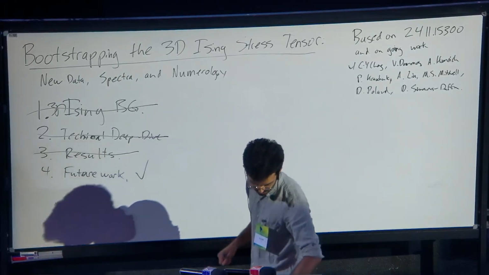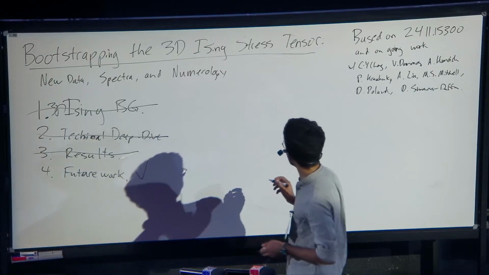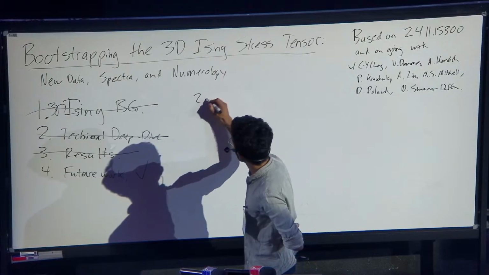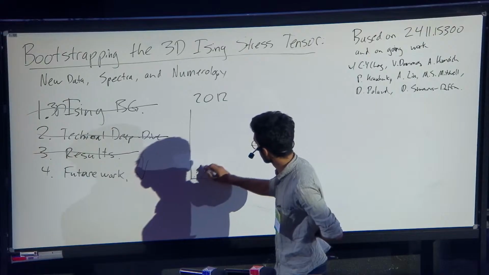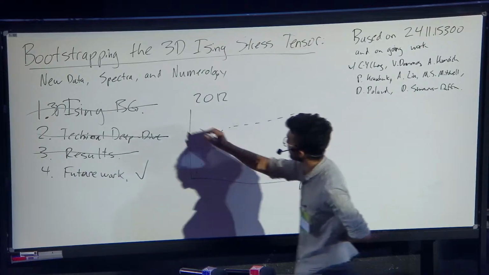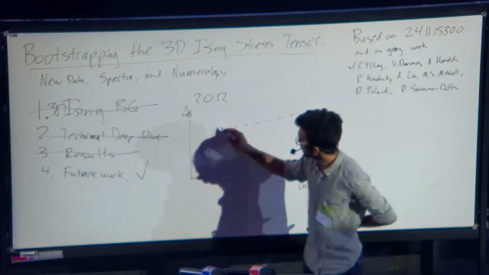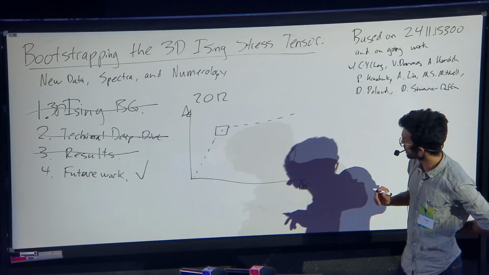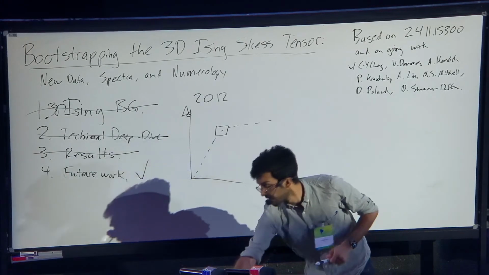So I wanted to give a brief visual overview of the history of the 3D Ising Bootstrap study. So way back in 2012 was the first famous paper that found this lovely kink in the space of delta sigma and delta epsilon that coincided very nicely with where we expect 3D Ising to be.